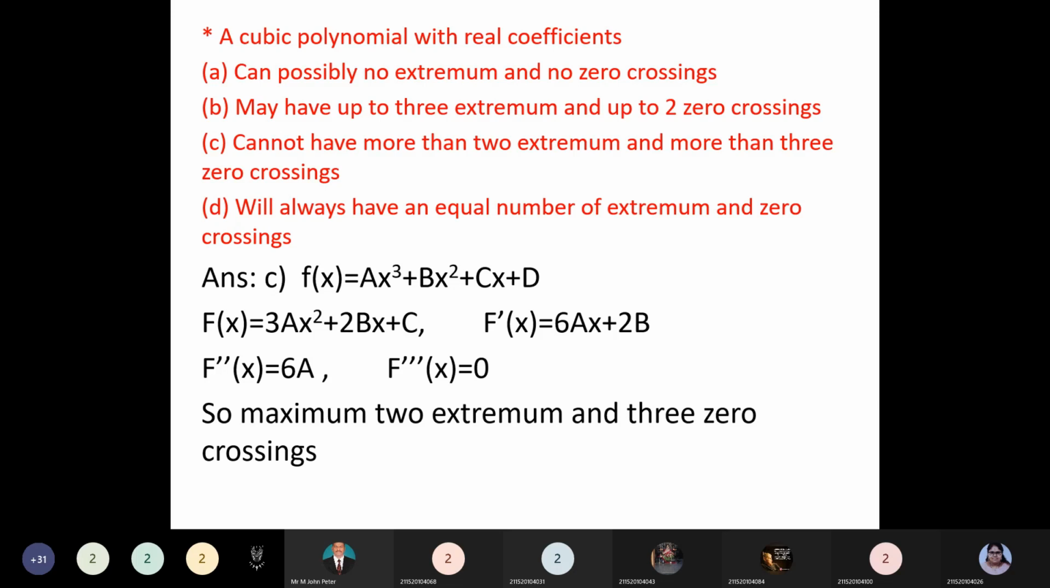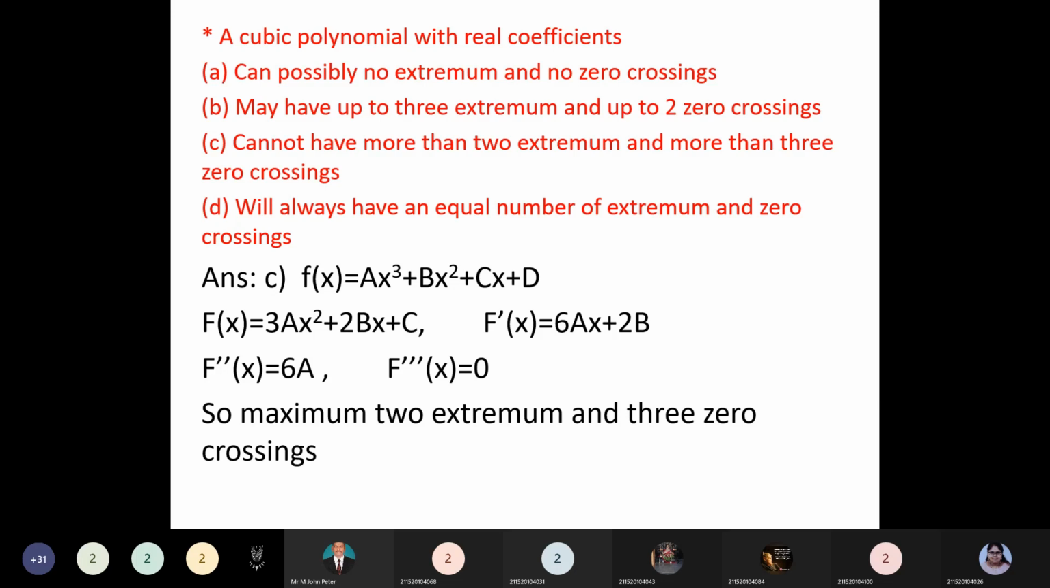For a cubic polynomial, the function f of x, we have to check which option is suitable. So f of x equals a x cube plus b x square plus c x plus d. For this, take the first derivative: f dash of x equals 3 times a x square plus 2bx plus c with respect to x. The first derivative we take as capital F of x, to identify the crossings and the extreme points.